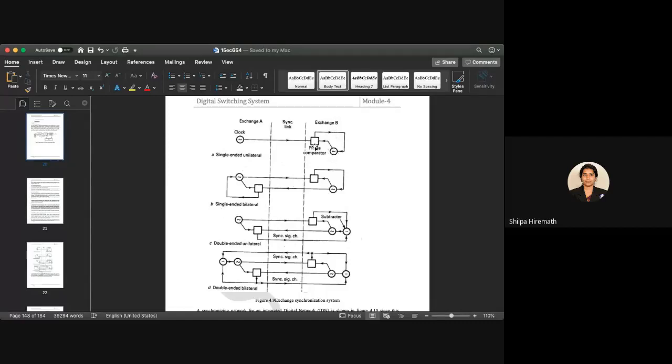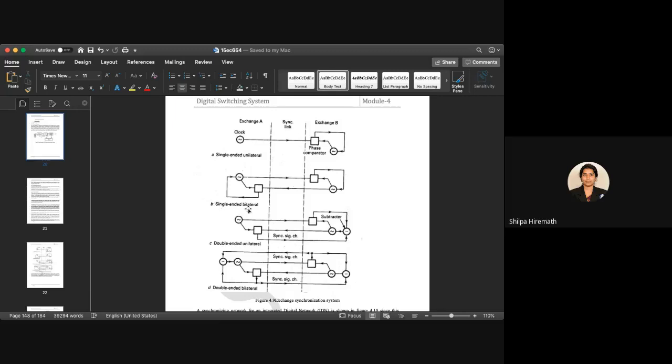So here B will find out the phase difference between its own clock and the clock of the other exchange. Based on that, it will go for synchronization or rearranging the frame alignment, whether to provide a delay or not. So this is the case of single-ended unilateral. Unilateral in the sense it is only one, meaning the phase comparator is present in only one exchange.